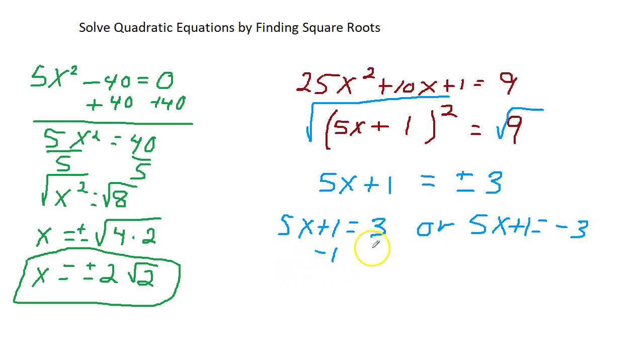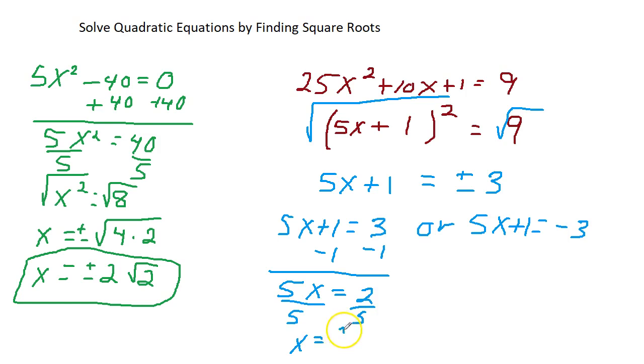So minus 1, we have 5x equals 3 minus 1 is 2. Divide by 5. And we have x equals 2/5. So here's one answer.